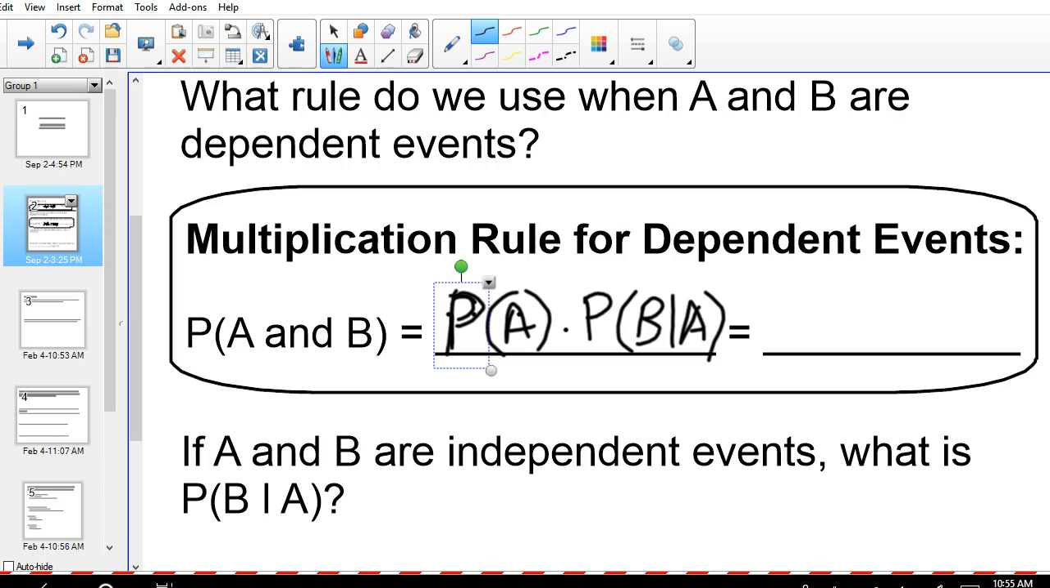Or it can be the other way around. So it could be probability of B times the probability of A given B. It's not nearly as difficult as it seems. Okay, now we can think about this.